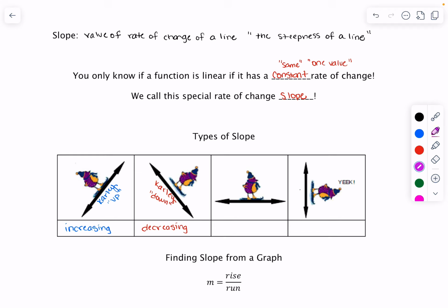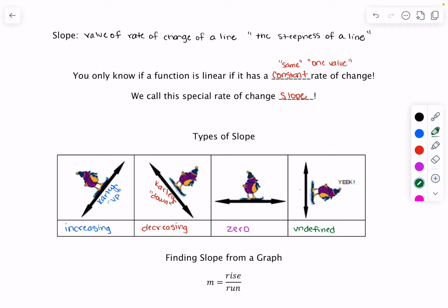On the third one, he's not going anywhere. He's just standing on the land. He isn't going up. He's not going down. So that has a slope of 0. Not going up, not going down. There is no value there. It is 0. And then the last type of slope we have is this penguin going straight up and down, vertical. Now, that would be very scary. We call that undefined. There is no value that is happening there that we can call a vertical line. So we call that slope undefined. It has undefined slope. We can't assign it a value. So these are the four different types of slope we're going to be looking at.